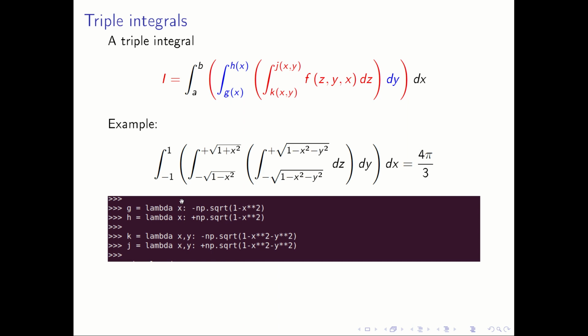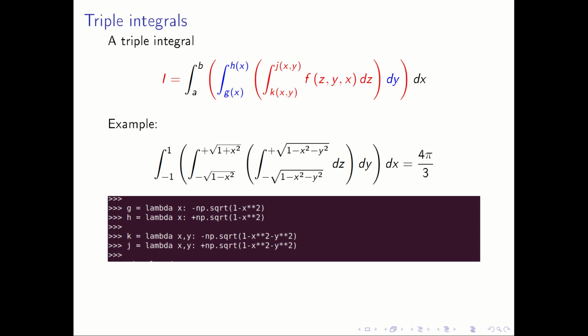So what we have done, just to make the later writing less cumbersome, is define a function g of x, which is minus square root of 1 minus x square, and despite the typo here I actually did it right in the actual program. So h is defined as a function of x which maps to plus square root of 1 minus x square. Then you have j, which is the upper limit. So you have k here, which is the lower limit for the z integral, minus np dot square root of 1 minus x square minus y square, and j is the upper limit, which is this one. So we have defined these 4 functions.